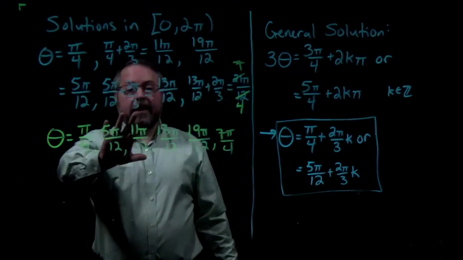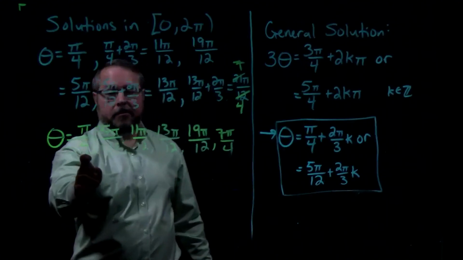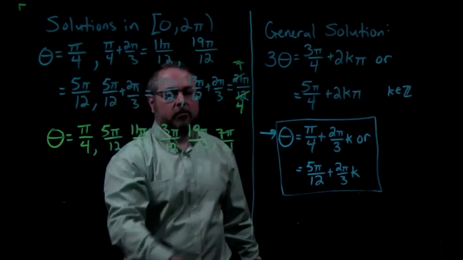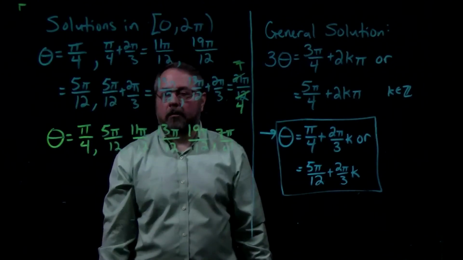And in this case, we get 6 different solutions: pi over 4, 5 pi over 12, 11 pi over 12, 13 pi over 12, 19 pi over 12, and 7 pi over 4 from smallest to largest.